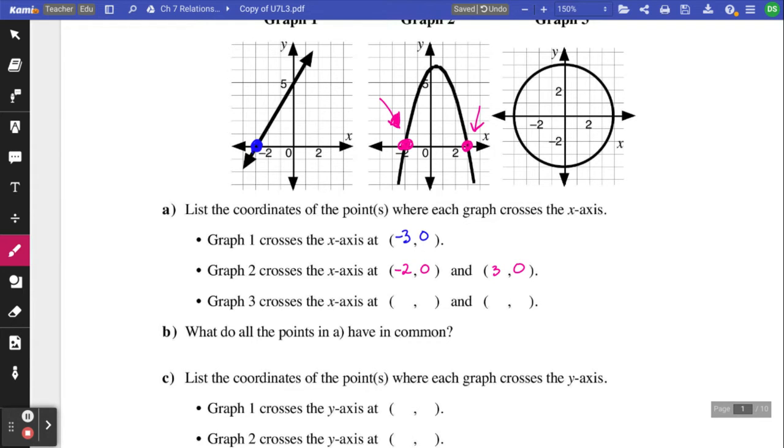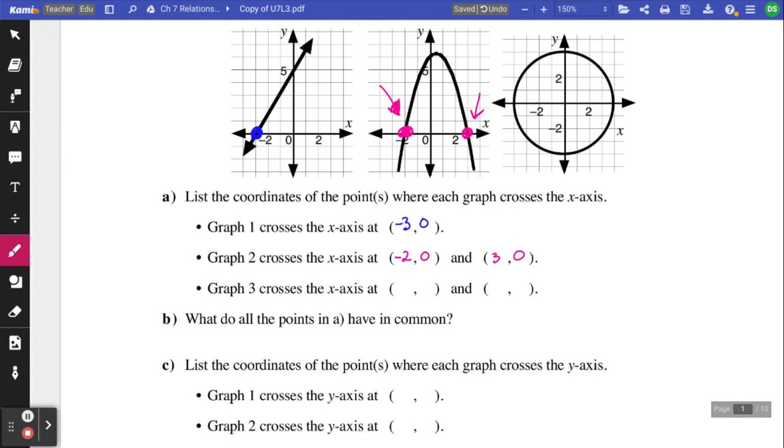You've got to be able to name those. I'm assuming that you already know that from last year. Okay, so if that's hard, figure it out. The X value, the left and right value, goes first. The up and down value goes next. Okay, how about the last one? Where does this cross the X-axis?